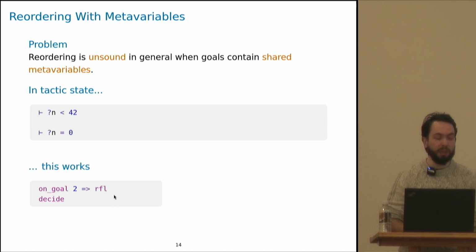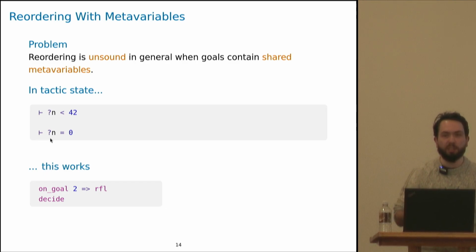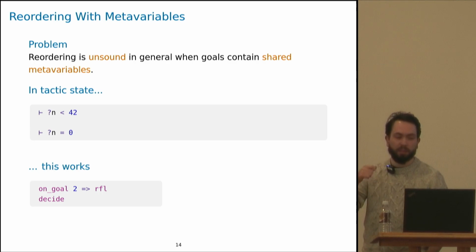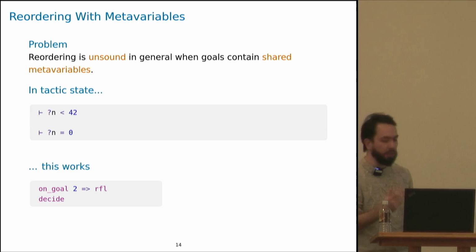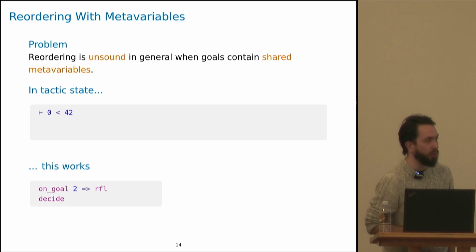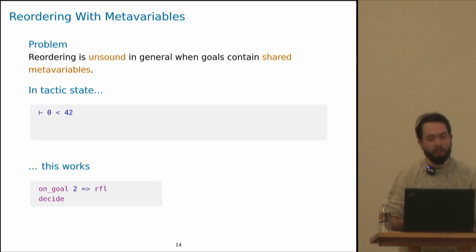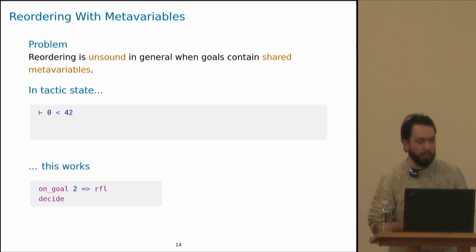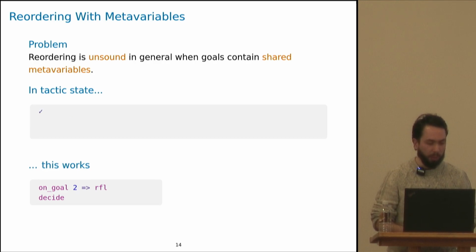Right? So we first run the reflexivity tactic on the second goal here. What this does is it solves the equation or proves the equation by reflexivity. In order for it to do that, this question mark n must in fact be 0. So the tactic assigns the meta variable n to 0, and therefore all occurrences of meta variable n get replaced by 0. And the first goal therefore changes to 0 less than 42. Now we run the second tactic, which is decide, which runs a decision procedure for less than on concrete natural numbers. So it's able to solve this goal, no problem.